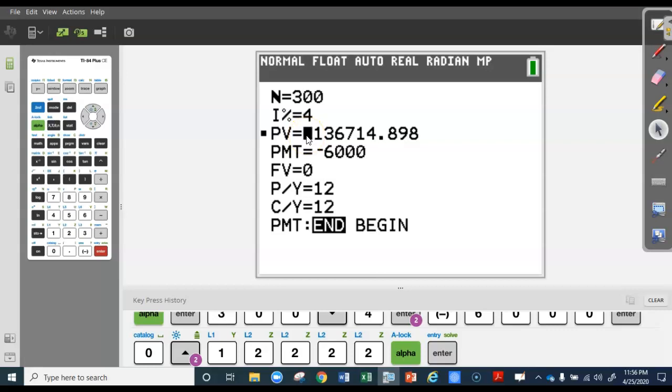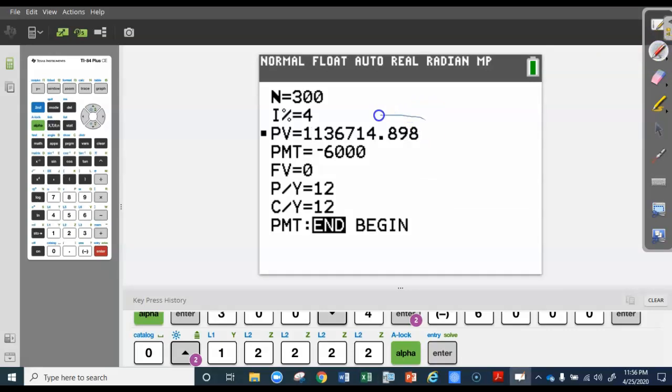There's your answer. 1,136,000. We could put a comma there. I'm going to get that flasher away from that, so I'm going to go down. So anyway, that's how we would take care of that. Okay, so let's go to the next problem.